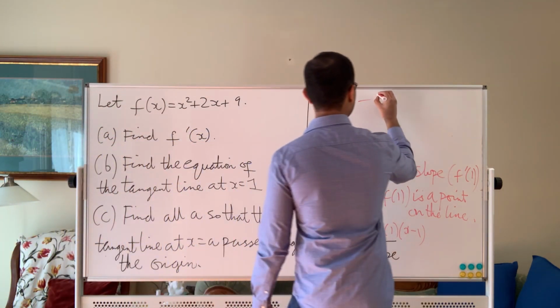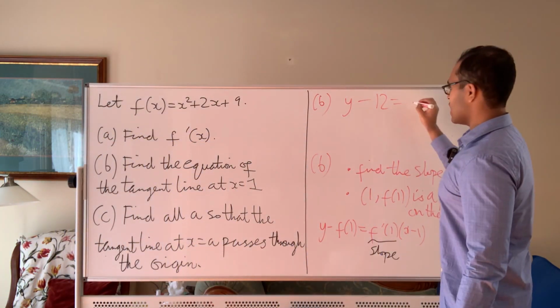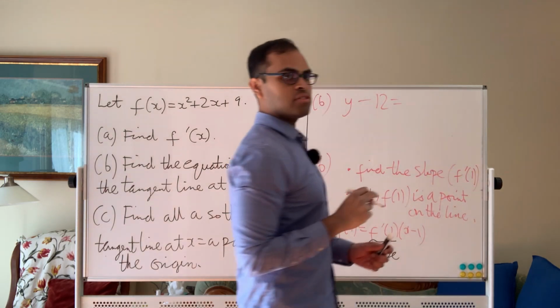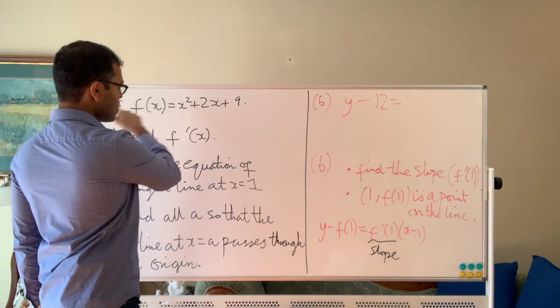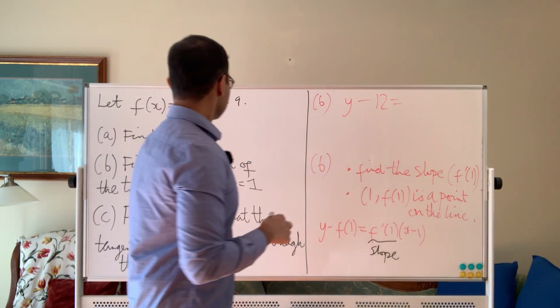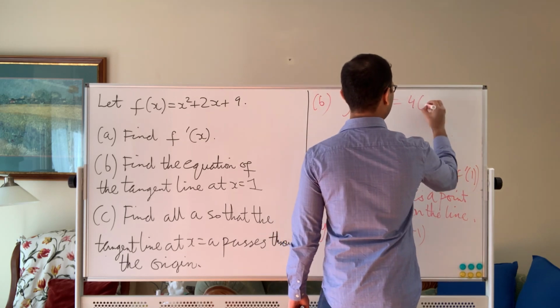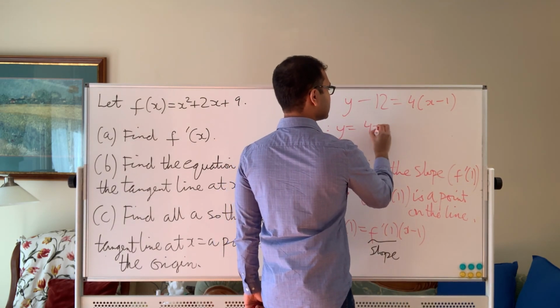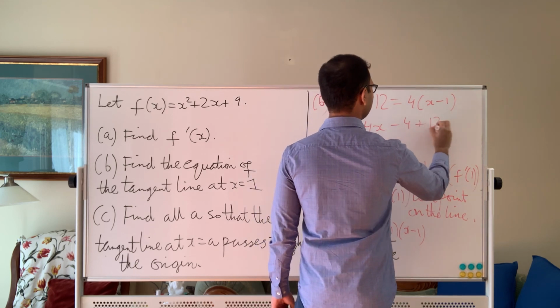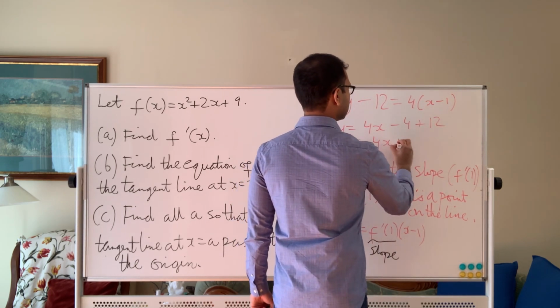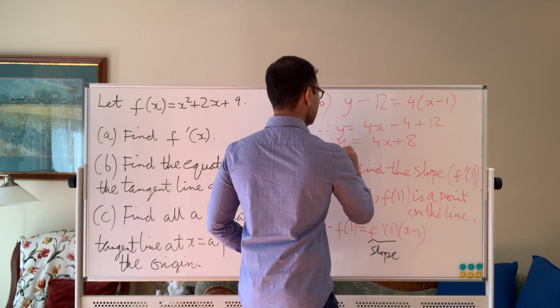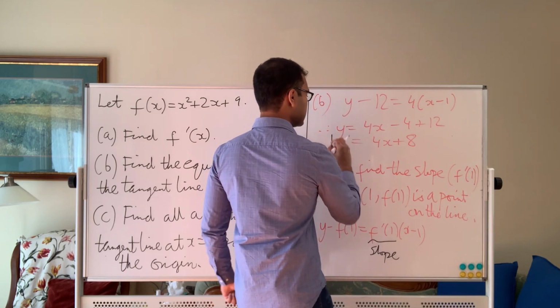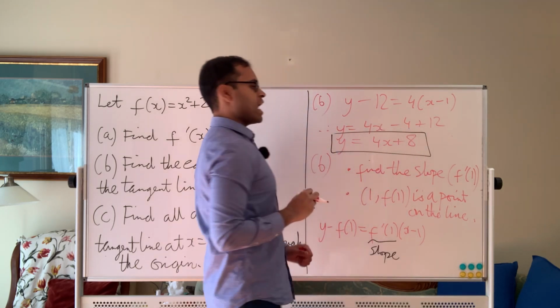So it's going to be y minus 12 equals f prime of 1. f prime of x was 2x plus 2, so f prime of 1 is going to be equal to 4. So we've got 4 times x minus 1. Therefore y is equal to 4x minus 4 plus 12, which is equal to 4x plus 8. So y equals 4x plus 8 is the equation of the tangent line at x equals 1.